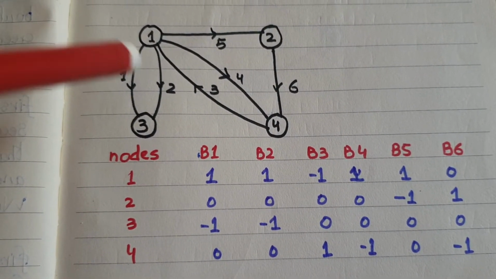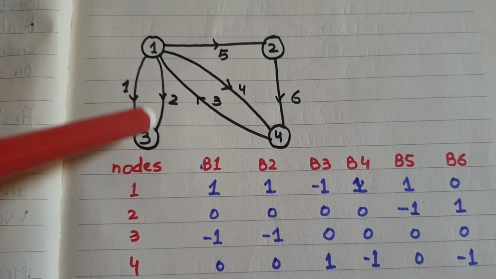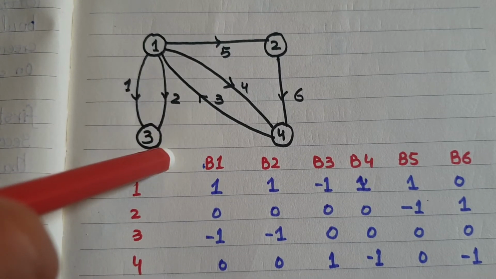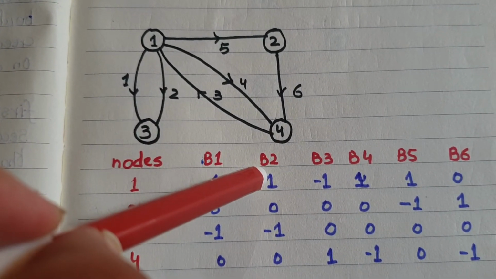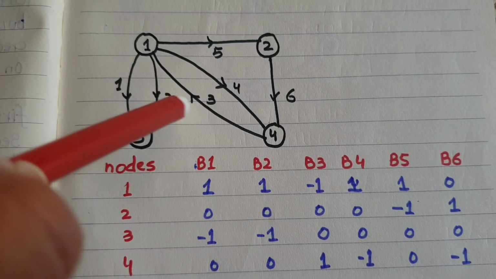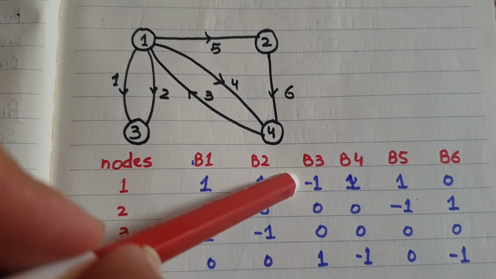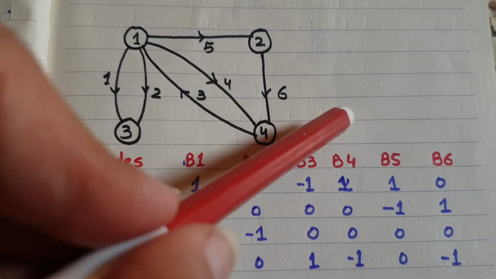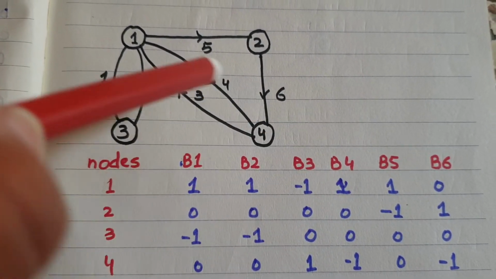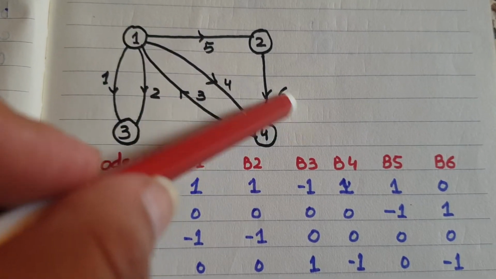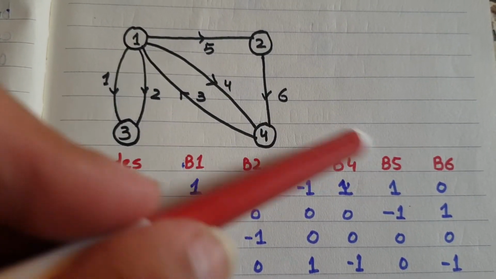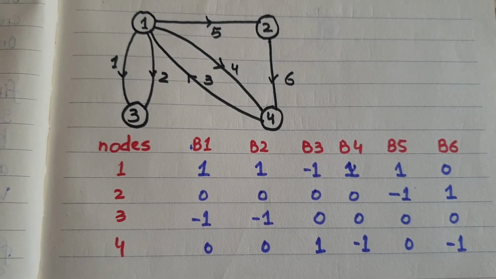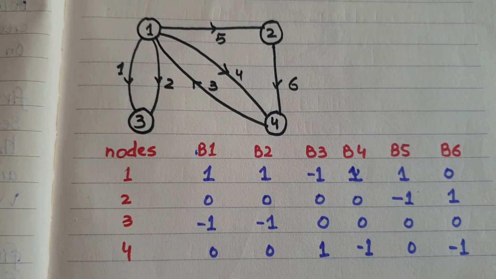Then it can be seen easily at node 1, branch 1 is leaving, so +1. Similarly, at node 2, branch 2 is also leaving, so it has been marked as +1. Branch 3 is entering, it has been marked as -1. Branch 4 is leaving, it is +1. Branch 5 is also leaving, it is +1, and branch 6 is not connected with node 1, so no connection is present between them, that's why it has been marked as 0. The same procedure can be adopted for determining the rest of the entries.